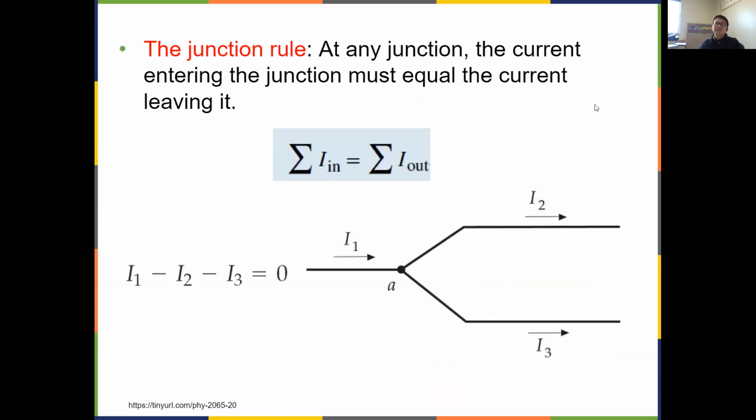The junction rule says that at any junction, the current entering the junction must equal the current leaving. That means the summation of I in equals the summation of I out. If you have one current in that splits into two, then I1 equals I2 plus I3. If you rearrange the equation, it becomes I1 minus I2 minus I3 equals 0.